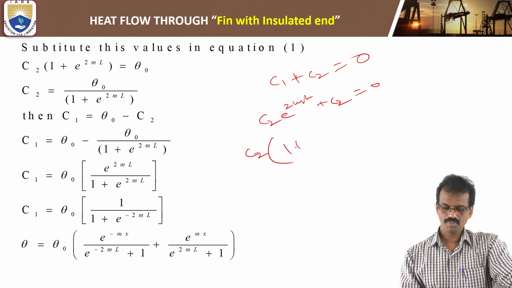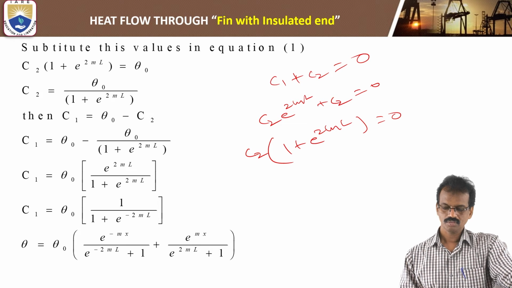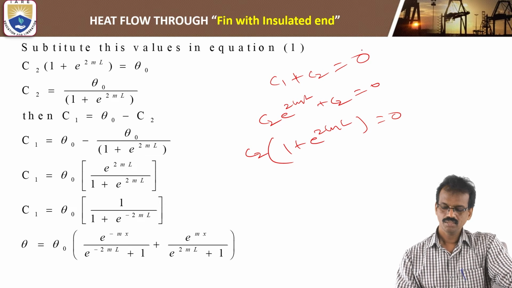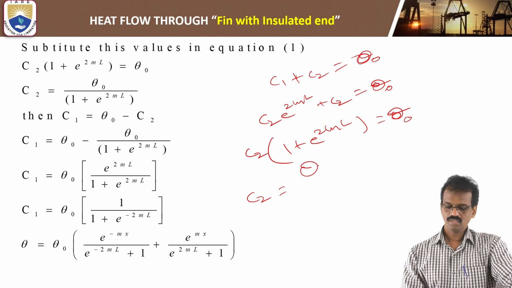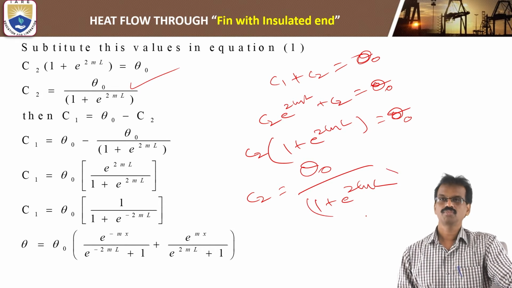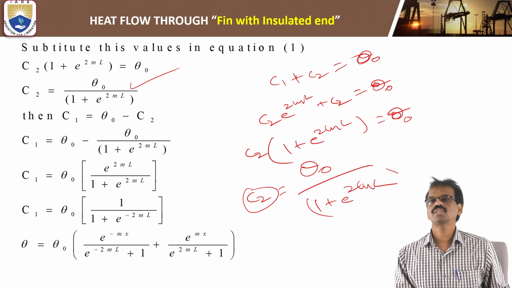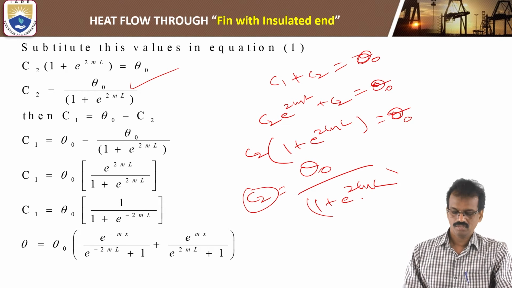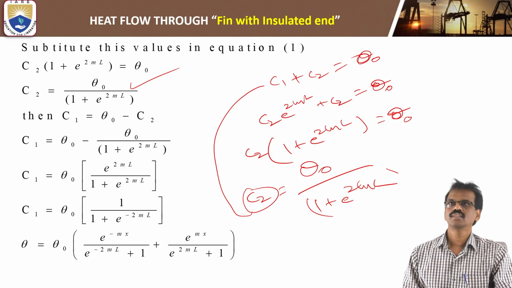Then c2 into 1 plus e to the power of 2ml is equal to 0. Sorry, c1 plus c2 is equal to theta naught, based upon the first boundary condition. So then c2 is equal to theta naught by 1 plus e to the power of 2ml. That is the value. If we know that c2 is equal to theta naught by 1 plus e to the power of 2ml, then you can substitute this value in equation 1, and you will get the c1 value.